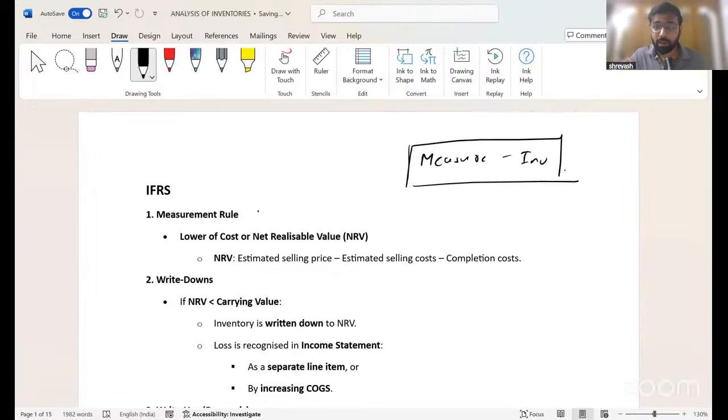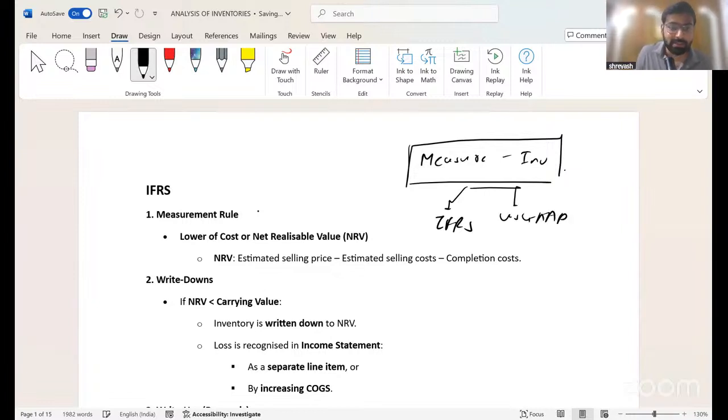It's a very important thing. I hope you have pointed out the differences already. If not, we will point them out today. What exactly is the difference between IFRS and US GAAP? We will be discussing that, so don't worry. Let's talk about measurement of inventory. Measurement of inventory differs: in IFRS it is different, and in US GAAP it is different.